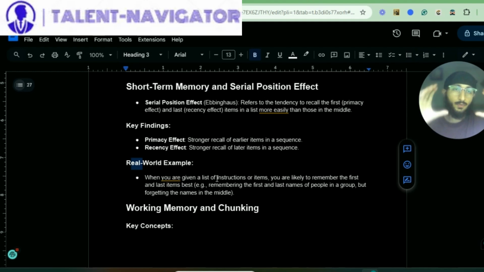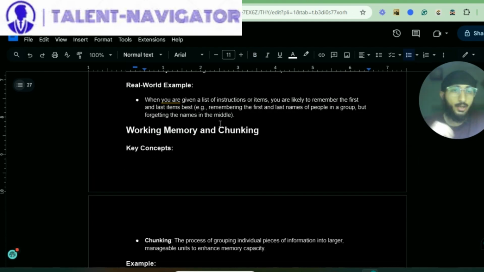Now, a real-world example: when you are given a list of instructions or items, you are likely to remember the first and the last items better than the middle ones. Example: remembering the first and last names of people in a group but forgetting the names in the middle. Right. Now, working memory and chunking.